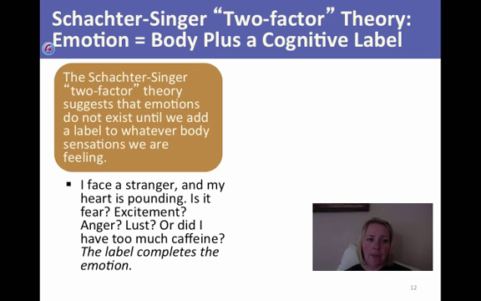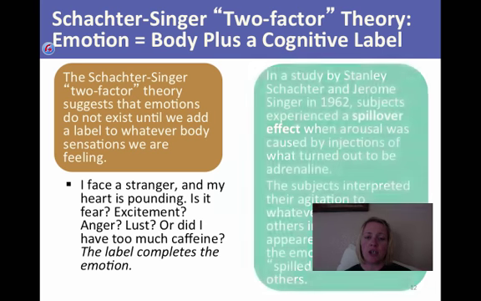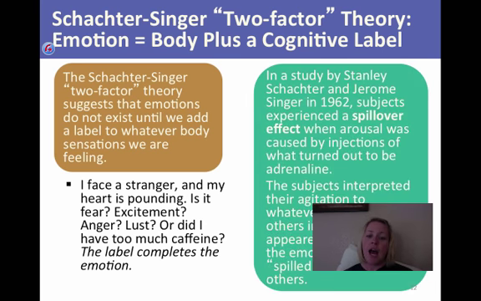Because of the fact that we do know that the physiology of our emotions is so similar between things, okay? So, for example, I face a stranger, my heart is pounding. Is it fear, excitement, anger, lust, or did I have too much caffeine? Okay, so the label, the situation, completes the emotion. Because if we just solely relied on our physiological reaction, we might get that emotion wrong.